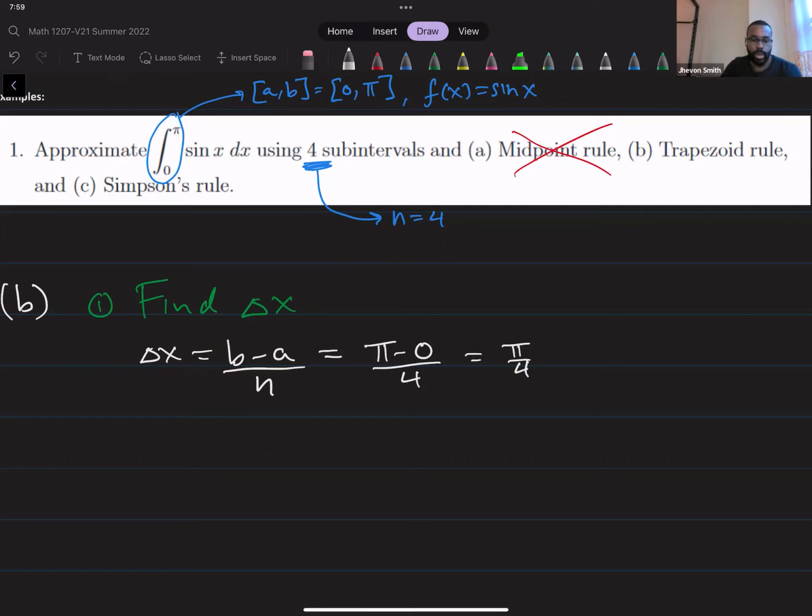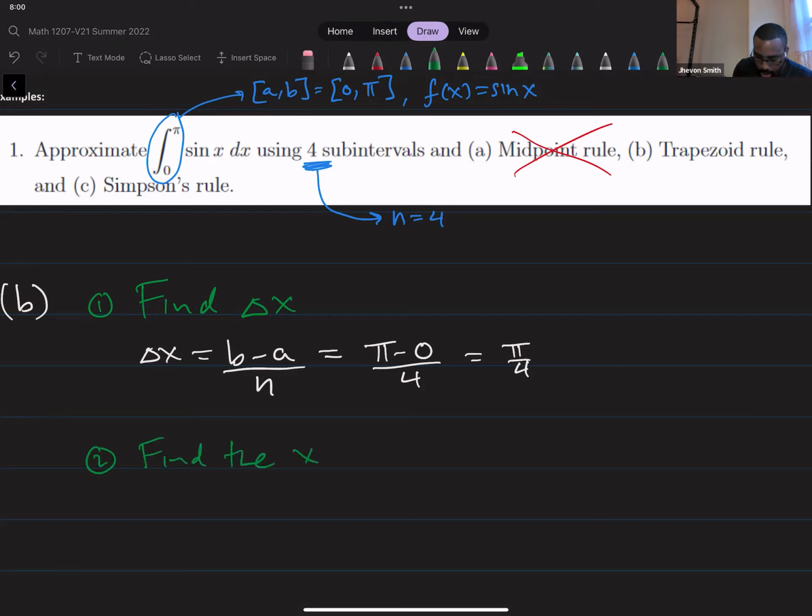The next thing you're going to want to do, you have to find all these x values that you want to plug in. You know the x0 is your a. You know the xn is your b. What is the x1, the x2, the x3, the x4? You need to know those. So you also go in and you find the xi.